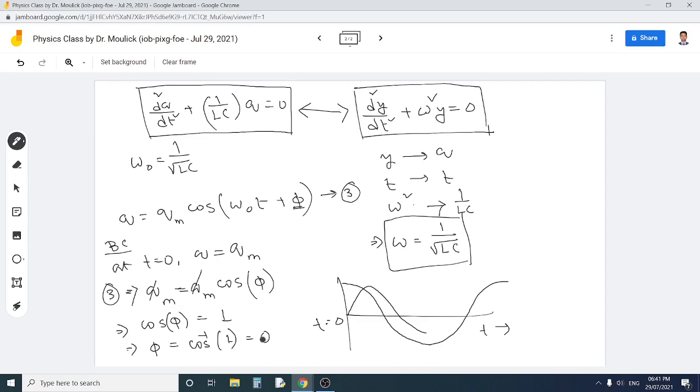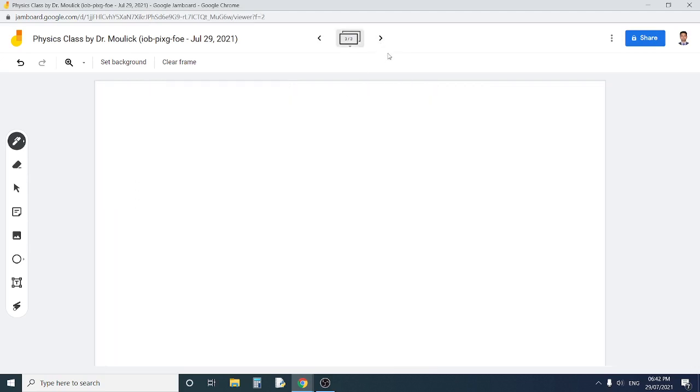All right, because cos 0 is equal to 1, that is something we know. So when phi's value is equal to 0, the cos of 0 will be equal to 1. That is why the value of phi must be equal to 0. So what does equation 3 actually look like? Equation 3, in this case, for an LC oscillator, should look like q is equal to qm cosine of just omega naught t. There should not be any phase constant. Okay.